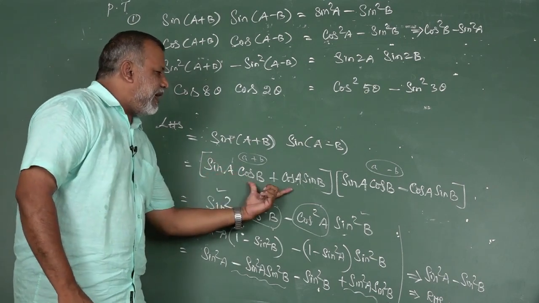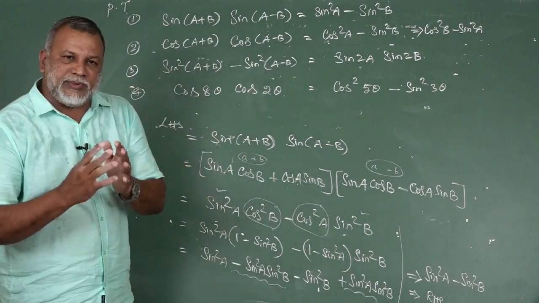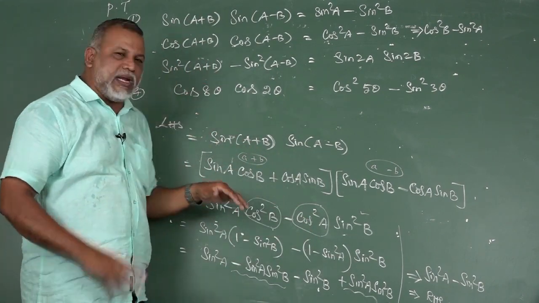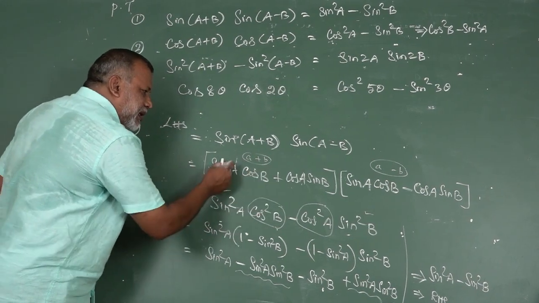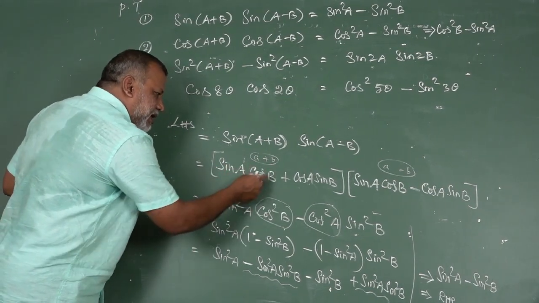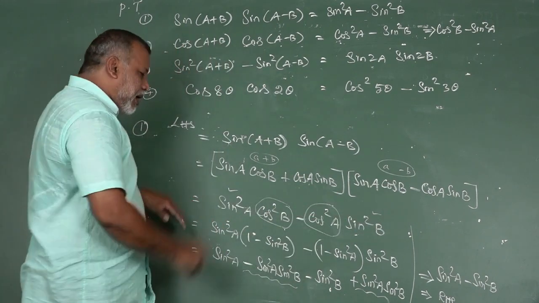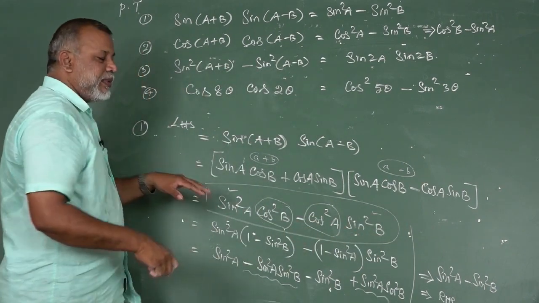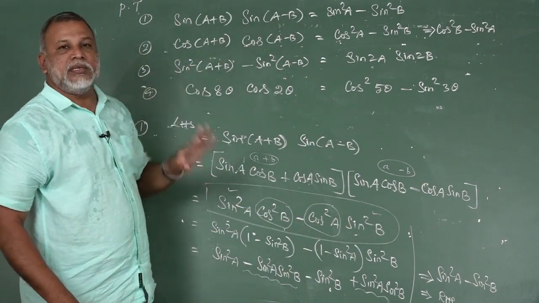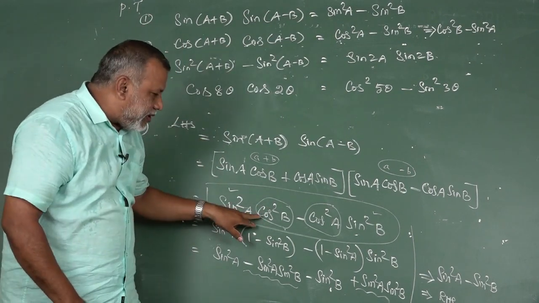It is in the form of A plus B, and it is in the form of A minus B. If A plus B and A minus B are multiplied, we get A squared minus B squared. Here A squared means all these values: sin squared A cos squared B, minus cos squared A sin squared B. After you get this step, now compare with the result. What element should be removed?